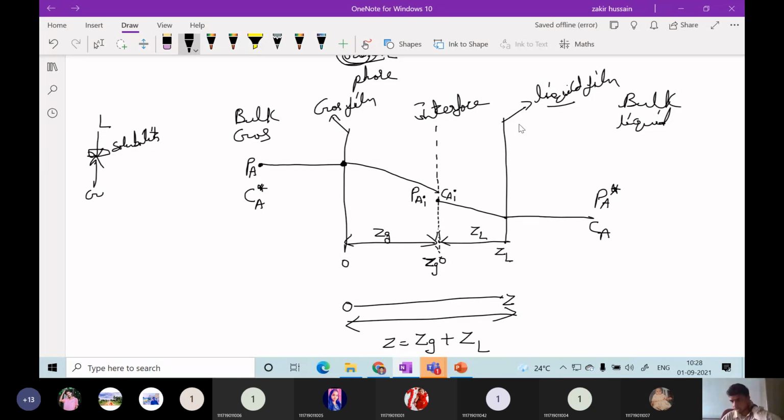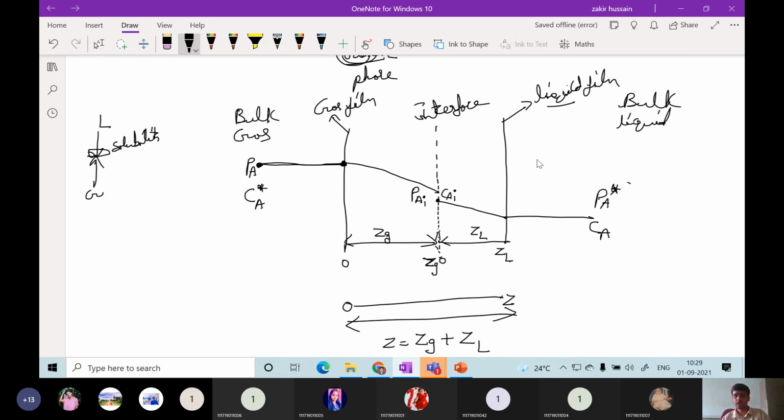This is the overall picture. If you understand this picture, the derivation is very easy. If you don't understand this picture, the derivation is very hard. You cannot understand the terminology. Why at the higher pressure it is constant here, why here it is dropping, why here it is further dropping, and this PA star will be lower than PA, and this CA star will be higher than CA. You can understand throughout this graph. If you understand this graph, it is very easy to calculate.